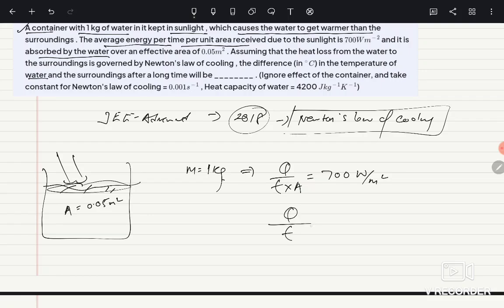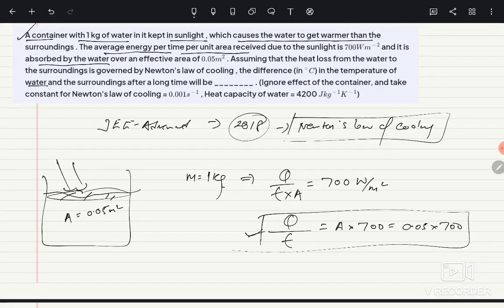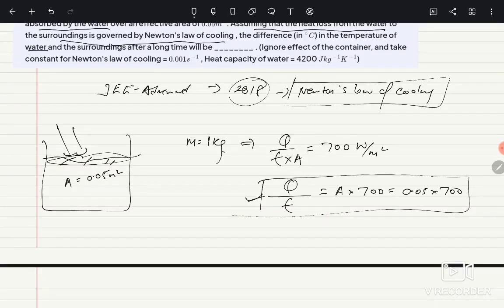So Q by t will be A into 700, so 0.05 into 700. This is the rate of heat gain which is given to water due to sunlight. Assuming that the heat loss from the water to the surrounding is governed by Newton's law of cooling, here we can apply Newton's law of cooling.